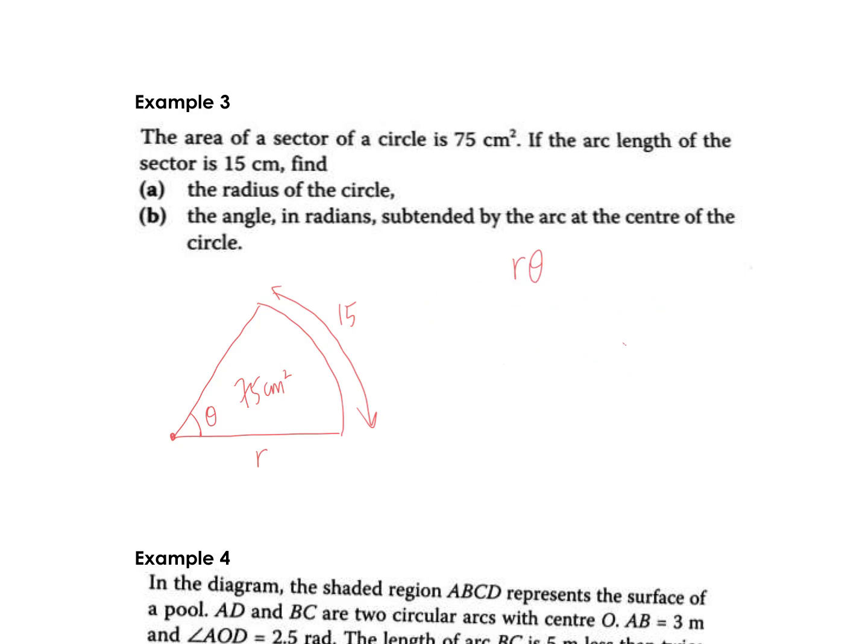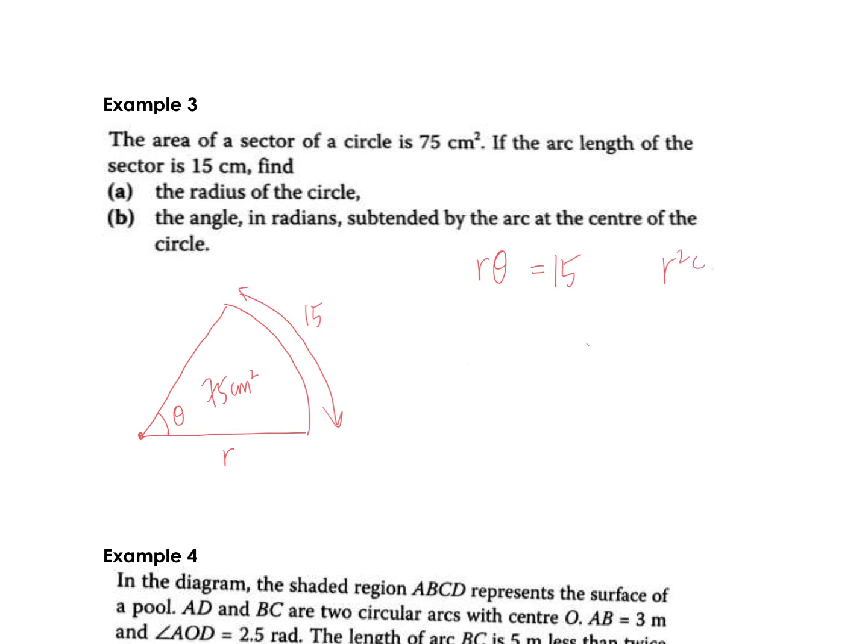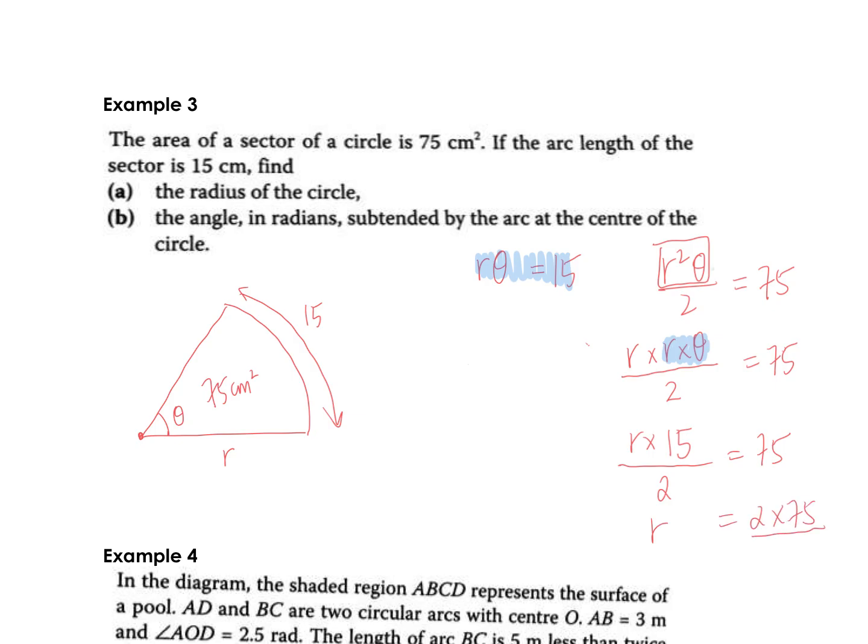But what I can do is write down the formulas that are known first. Arc length is 15. R squared theta over 2 is 75. I can break this into parts. Can you see the connection that r theta is 15? So I change this to 15, and that helps me remove one of my unknowns. With that, I can find r. It's just 2 times 75 divided by 15. So 10 cm.